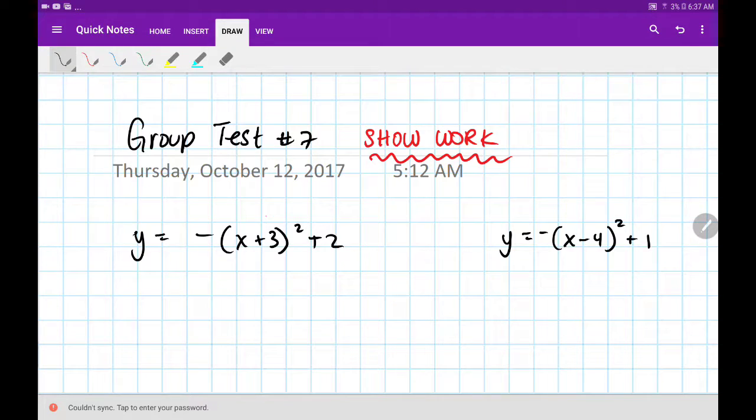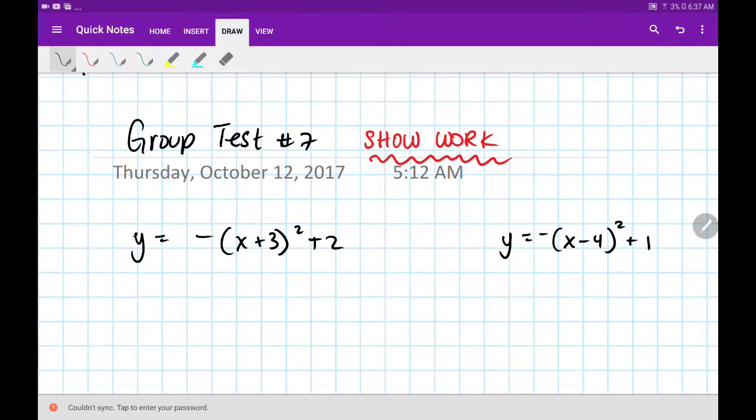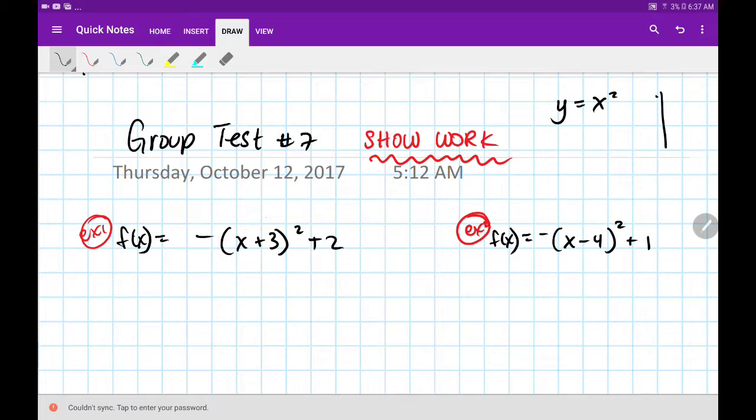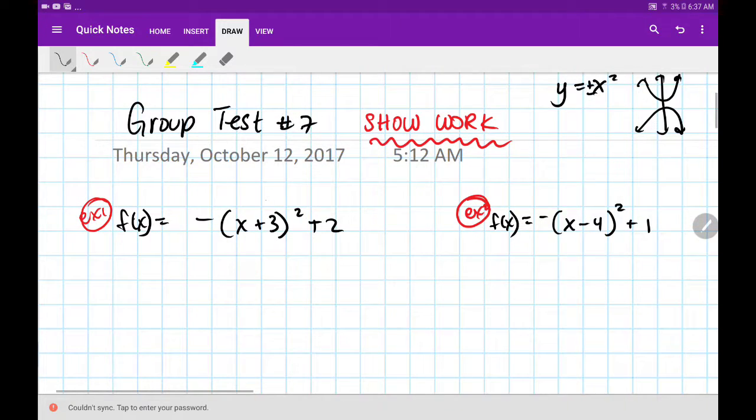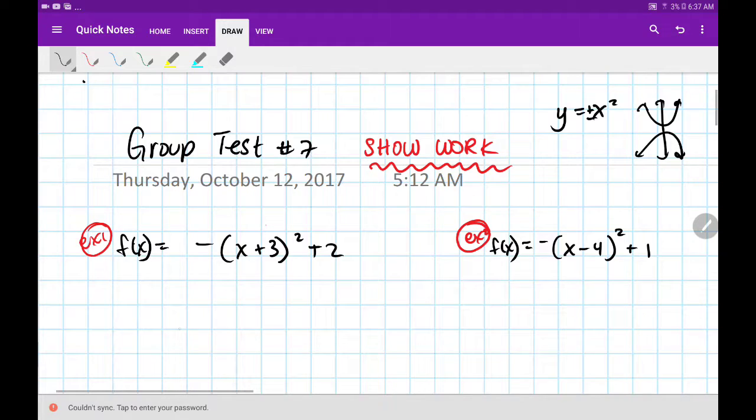So I couldn't find the exact problem from your group test, but these are two problems that are very similar. So let's talk about the process of how to go about graphing these quadratic functions, or basically these parabolas. It doesn't matter if it says f of x or if it says y, but anytime we have a y equals x squared, we know that we're either opening up or down, depending on the sign out in front. So let's do example 1.